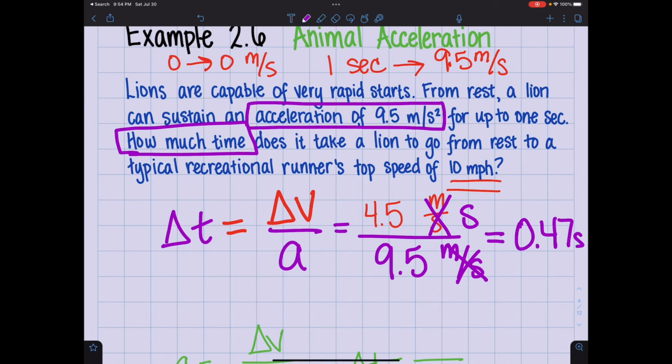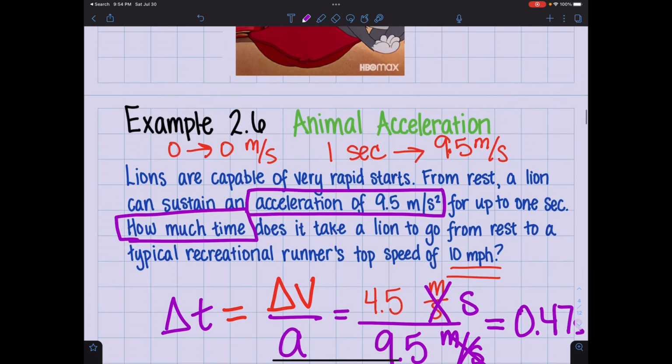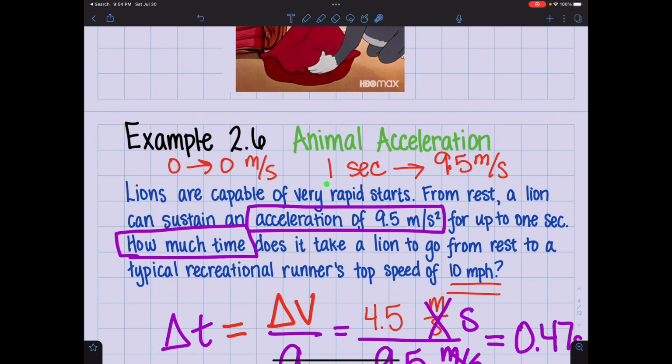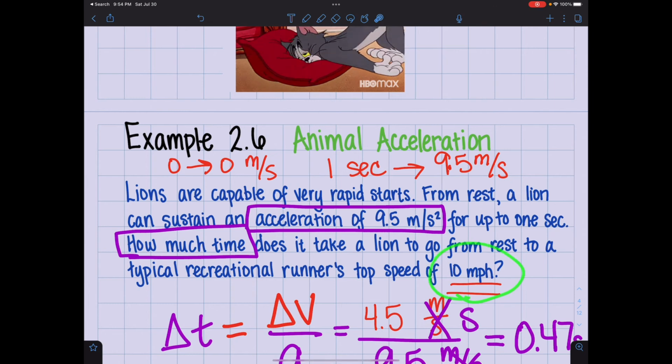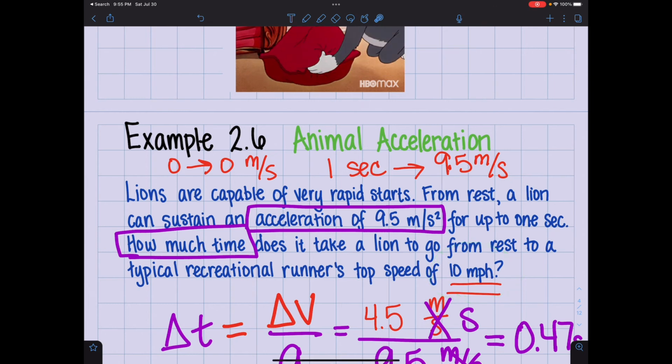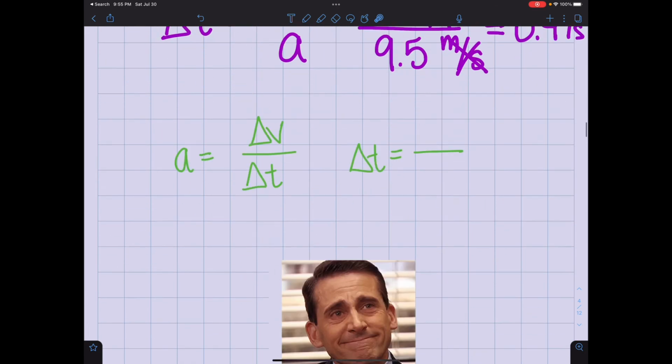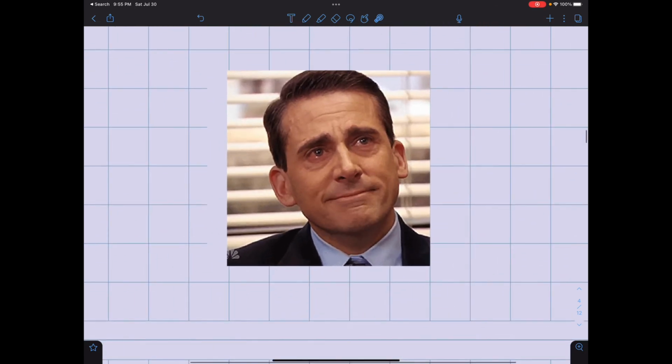And then we go back and assess our answer. It's going to only take about a half a second for the line to go from 0 to 4.5 meters per second. And that makes sense with the amount of acceleration. The moral of this story, I think, is don't try and run from a lion, because if you're a runner and your top speed is 10 miles an hour, it's going to catch you in less than half a second. I guess you won't be terrified for very long. Good lesson learned. You never know the things that physics can teach you, right?